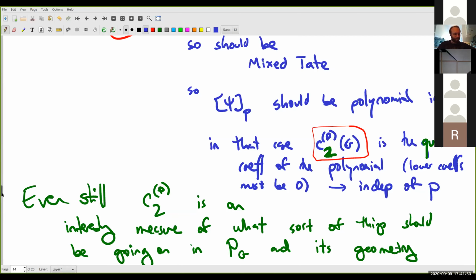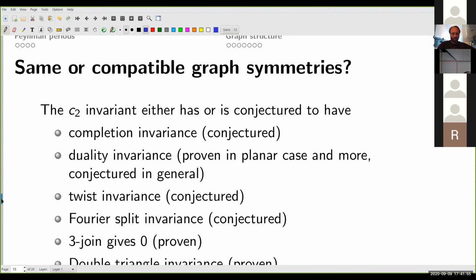Okay, well, I want to do some graph theory. And I told you a whole bunch about symmetries. Why did I tell you a whole bunch about symmetries? Well, if C2 is supposed to tell you something about the period, it better have, you better understand what's going to go on with these symmetries, these graph symmetries. And sure enough, the C2 invariant either has or is conjectured to have nice properties for all of these things.